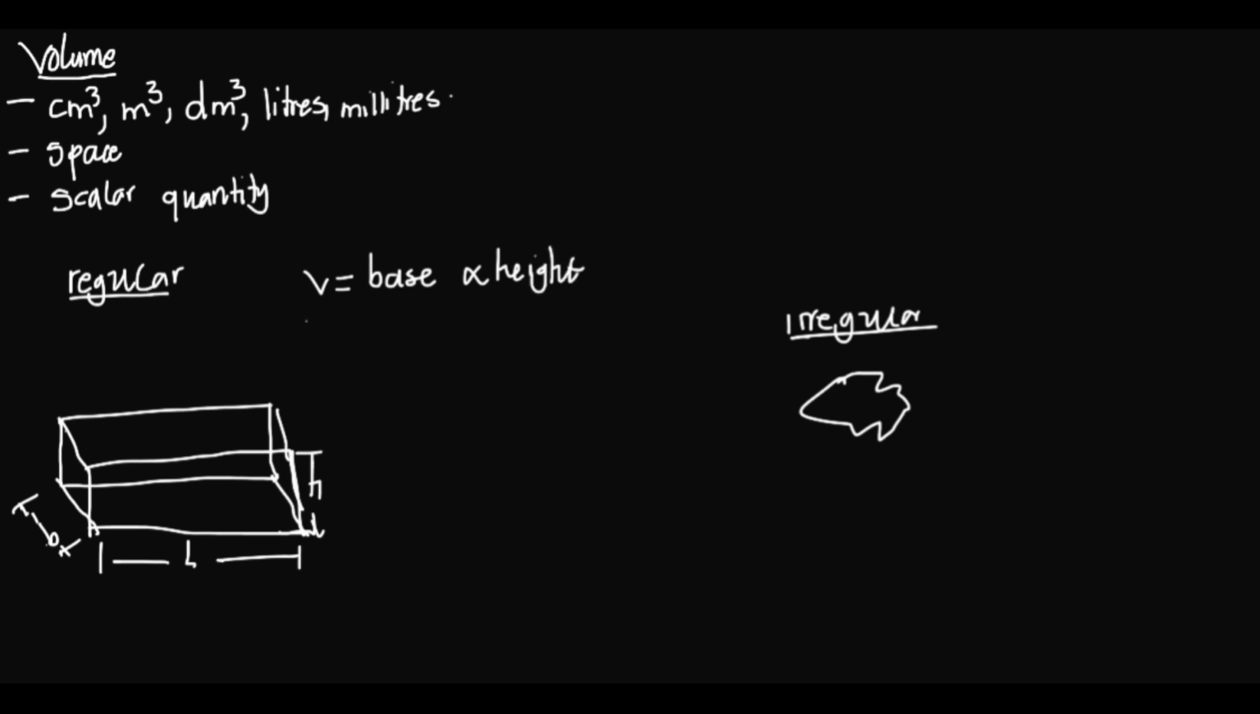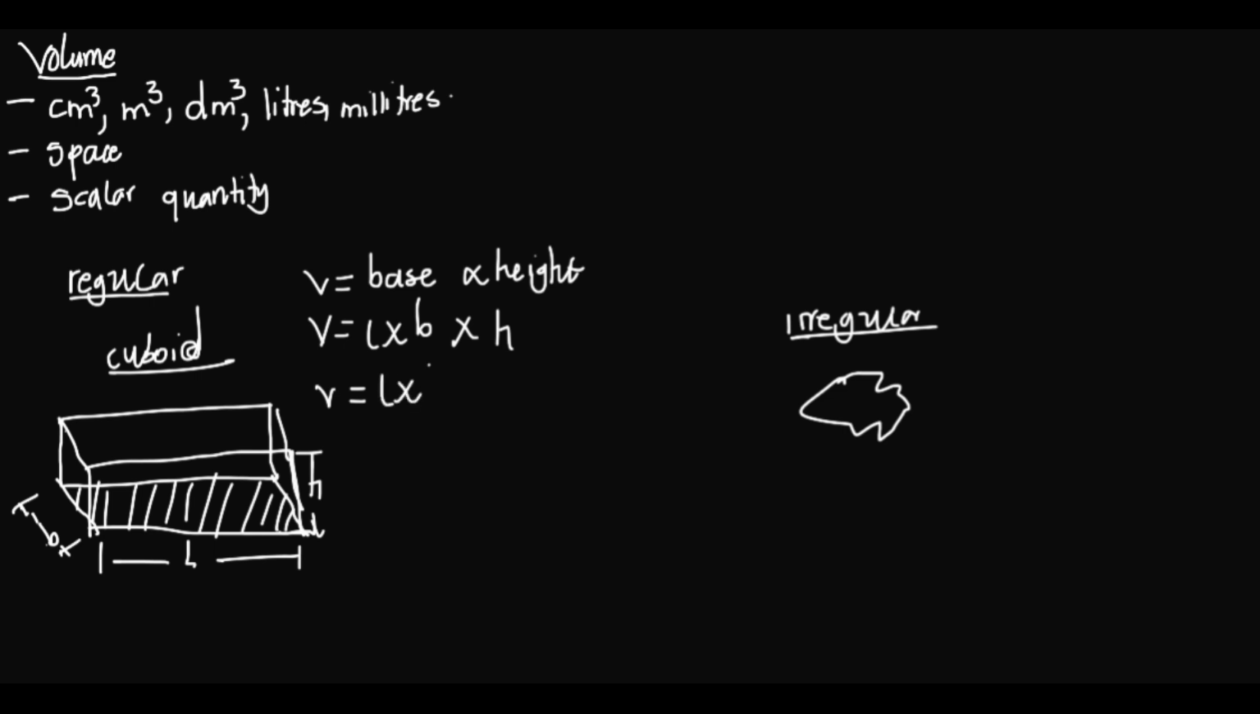So from the cuboid here, we can see that the base is a rectangle. So the area of the rectangle is L times B, then multiplied by our height. Therefore, the volume for a cuboid is L times B times the height, so LBH. This is the mathematical formula for a cuboid.